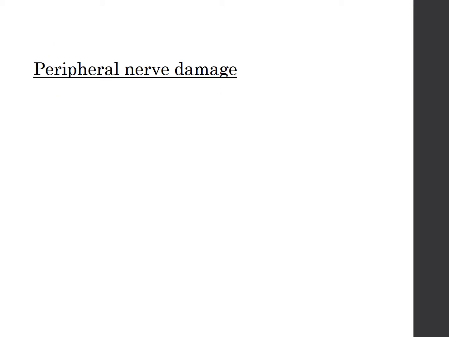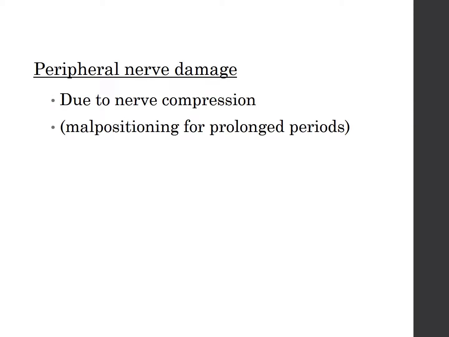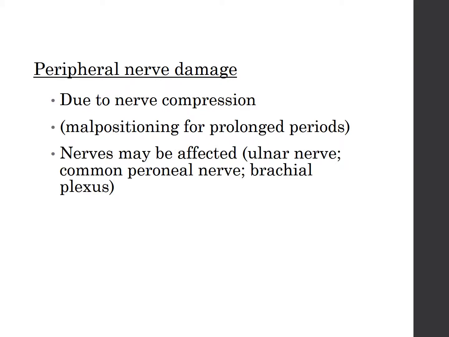Peripheral nerve damage. This is a risk for all types of anesthetic techniques, and this is when nerves are compressed for longer periods of time due to bad positioning or exaggerated positionings beyond the range of movement for a joint, for example. And when we think about the common nerves that can get affected, it would be the lower and upper limb nerves such as ulnar nerve, peroneal nerve, and brachial plexus, which is communicating with the upper limbs.